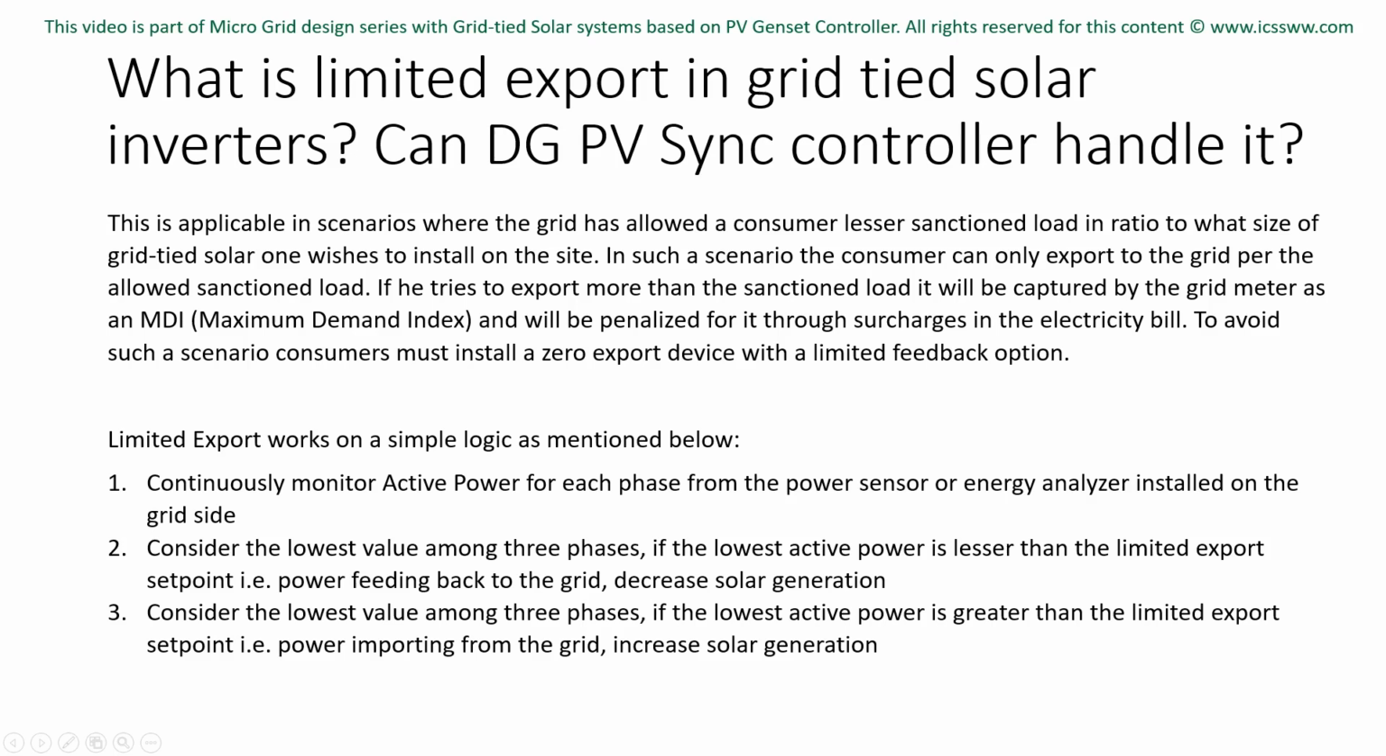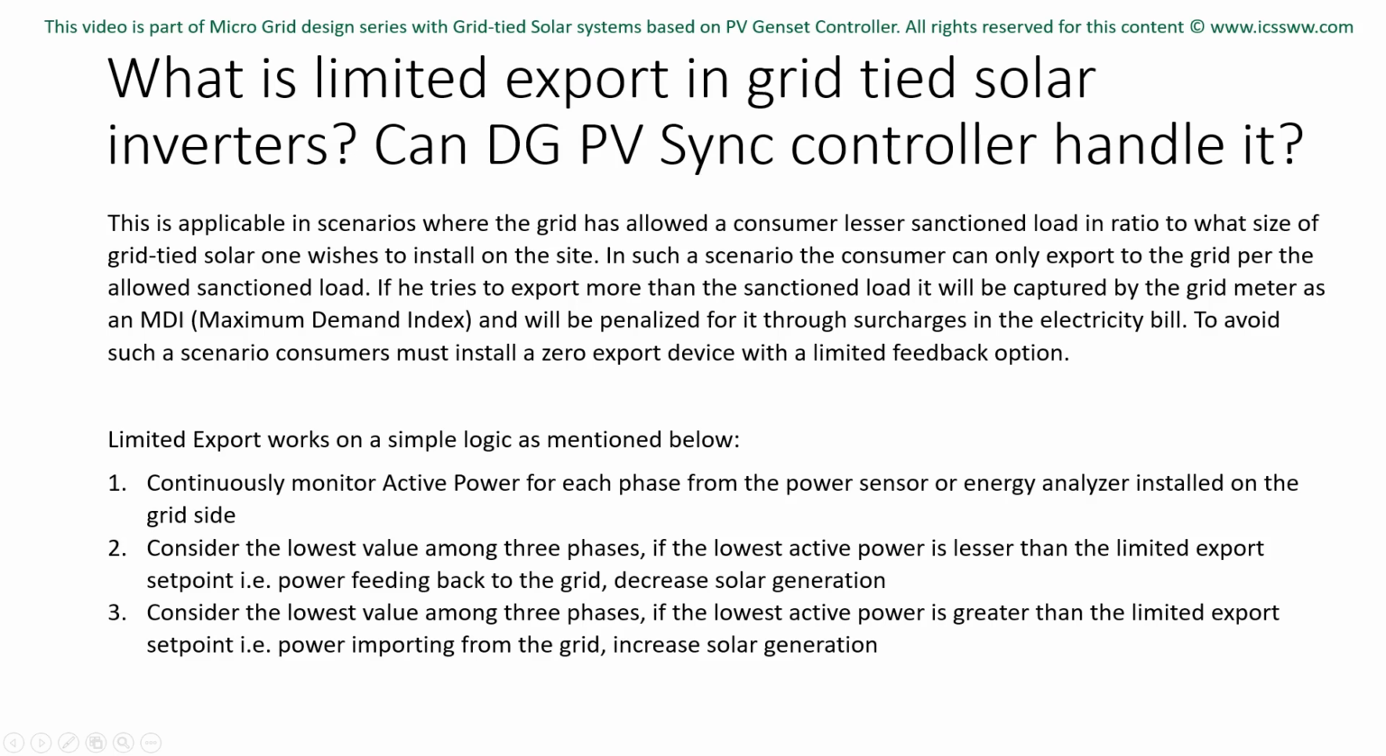To avoid such a scenario, the consumer must install a zero export device with a limited feedback option or install a PV Genset controller to enable this functionality. The zero export controller or PV Genset controller in this case will be continuously monitoring the grid side. As soon as it detects that the export to the grid is surpassing the sanction load, it will start curtailing grid-tied solar generation. Limited exports work on simple logic as mentioned below.